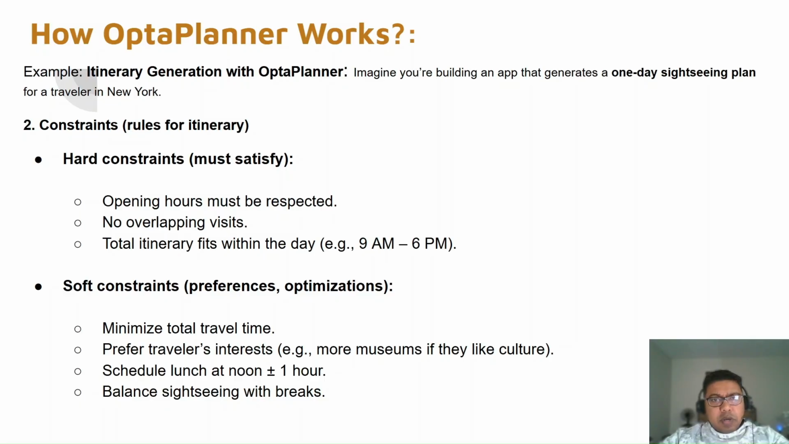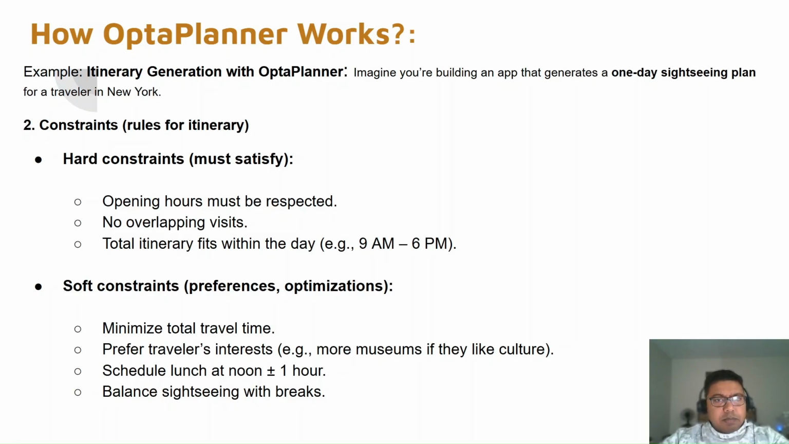No overlapping visits. So at a time we cannot visit two places, right? That's what we have to respect. We cannot plan something which will overlap. Total itinerary fits within the day. So if we have three itineraries, we have to fit them inside a day, meaning total hours at 9 a.m. to 6 p.m. We cannot fit more than three itineraries, three locations there. So that's how we have to make sure that the total itinerary fits between the given time frame. So these are examples of hard constraints.